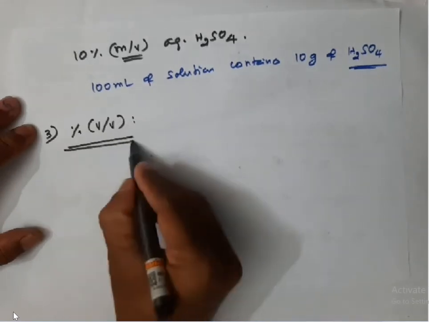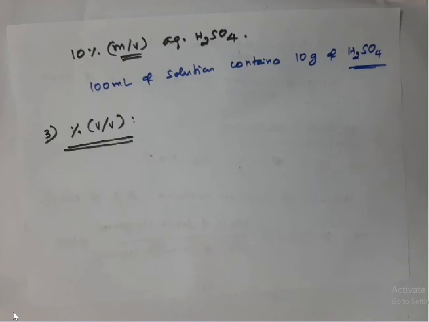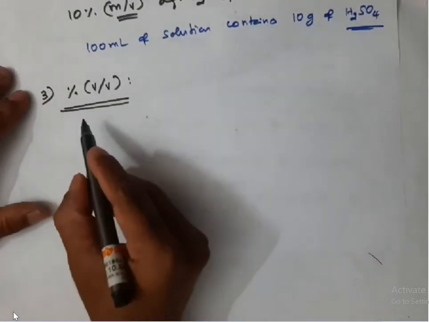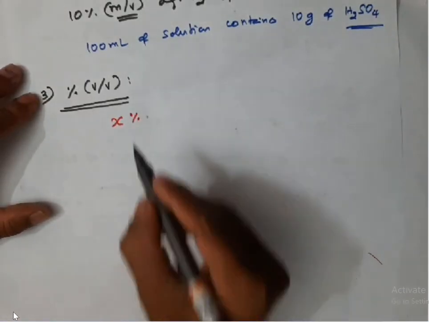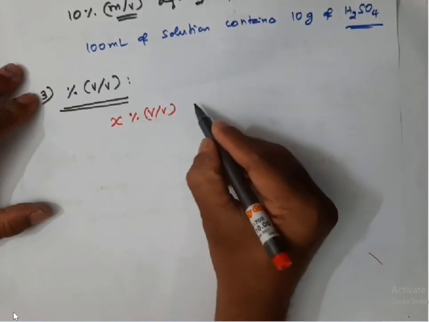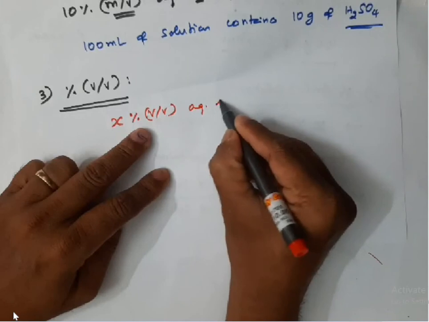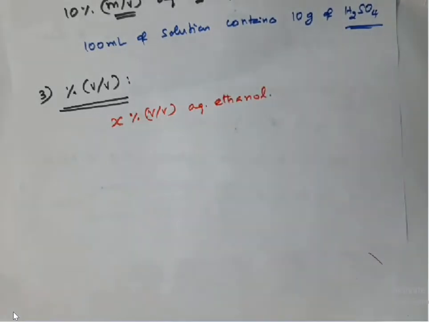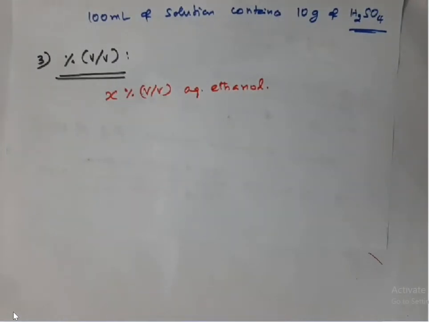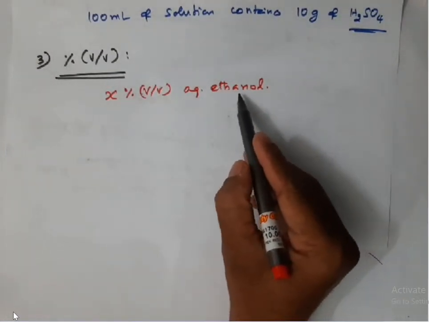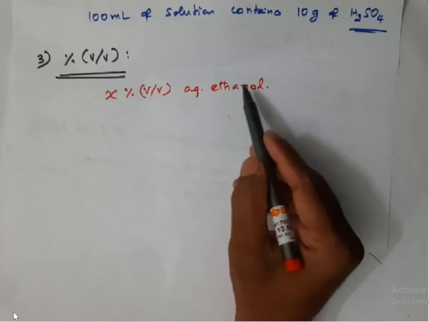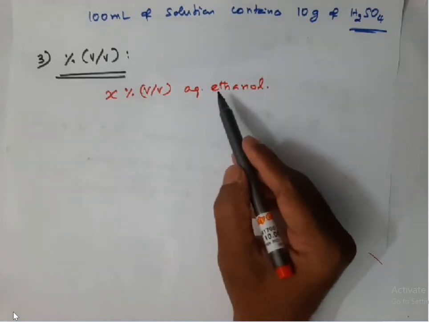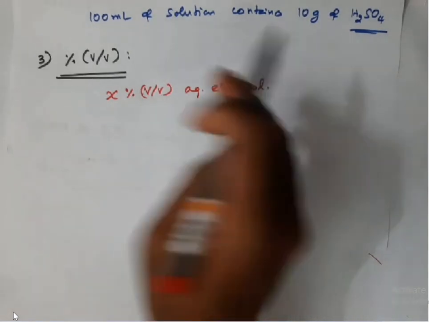What's the meaning of percentage volume by volume? Suppose I have a solution which contains X percentage volume by volume aqueous ethanol. Students, ethanol is also liquid. Water is also liquid. So this is actually a mixture of two liquids forming a solution. So, liquid in liquid solution.